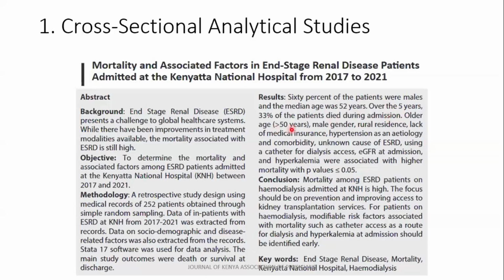And so they found older age, male gender, rural residence, lack of medical insurance, hypertension, using a catheter for dialysis access. So all these factors were associated with higher mortality in patients with end-stage renal disease. So they tried to study associations between those features and mortality.